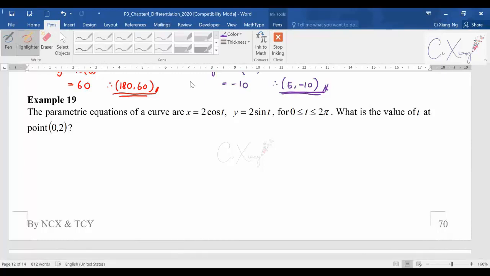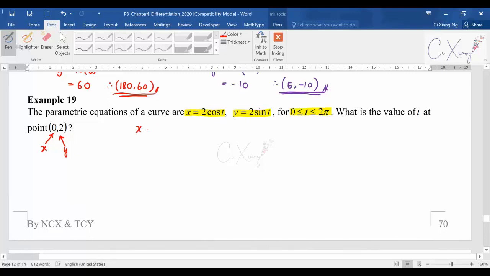In example 19, again they give you the parametric equations, and here they define the domain of t: t is from 0 until 2 pi. What is the value of t at the point (0, 2)? Just now you straight away substituted t to get the coordinates for x and y. Now they want you to do the opposite. They give you the x and y values and want you to find the value of t. So you do it the opposite way.